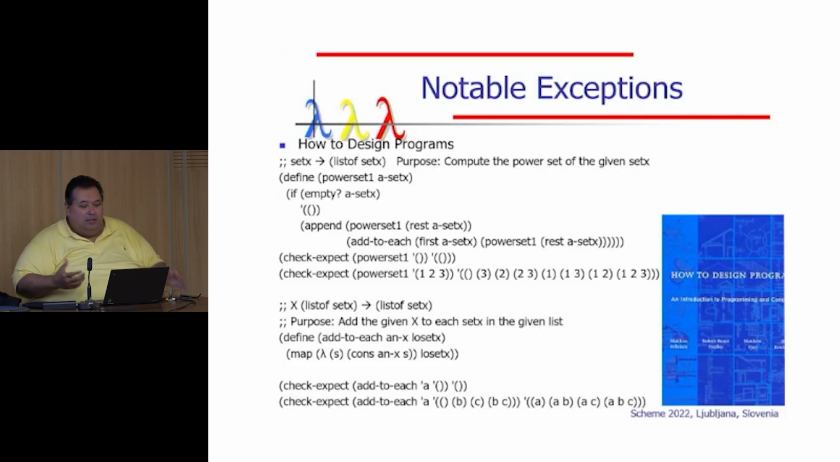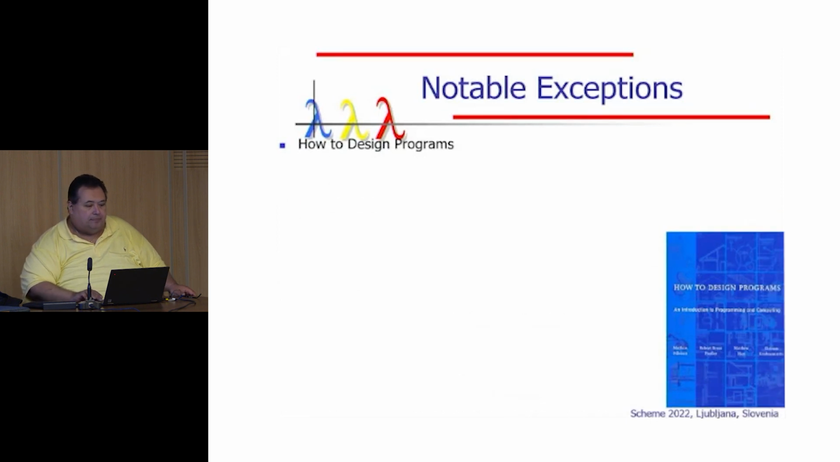Because we say, look, we're computing the power set of the rest twice. This is wasteful. Just like we don't repeat code, we shouldn't repeat computations. And so this motivates the use of local expressions or let expressions or whatever version you want to use. So that's how we motivate it. And they do a wonderful job in How to Design Programs to do this.